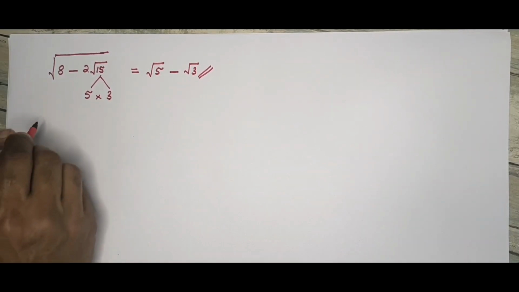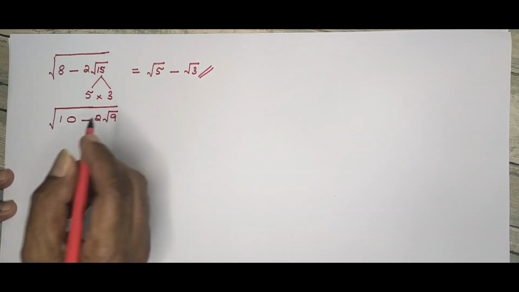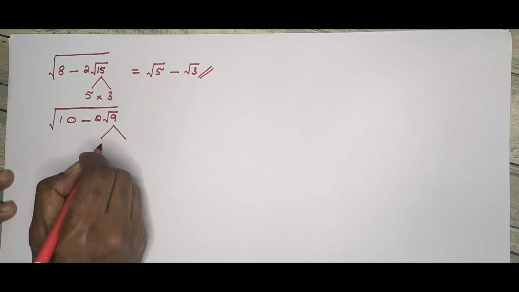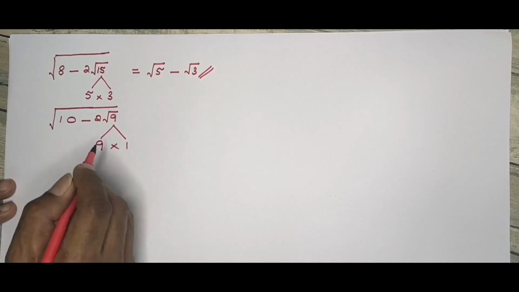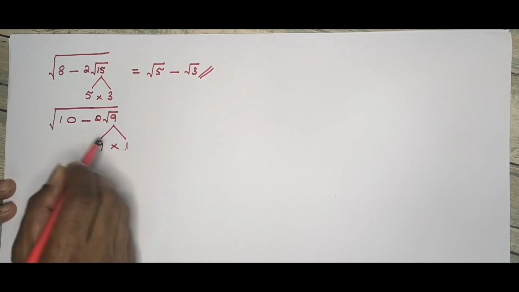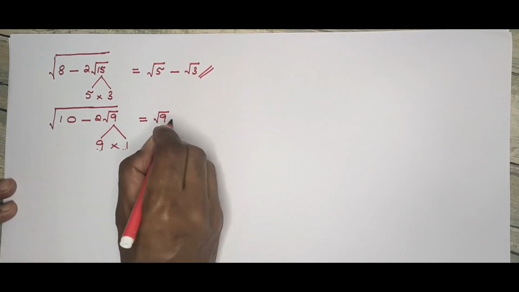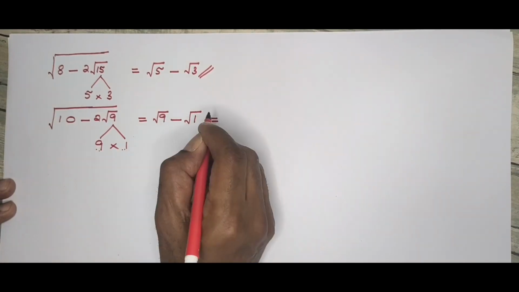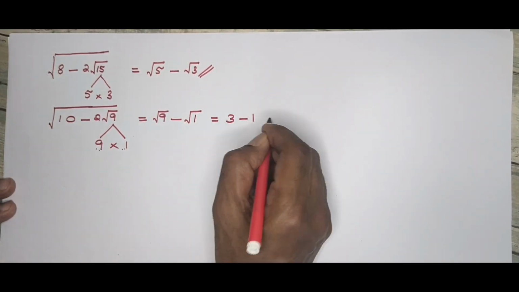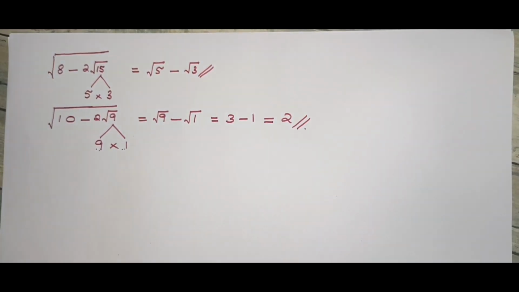I'll do one more example. Square root of 10 minus 2 root 9. What is the first step? Split 9 into two numbers. See, here you can do only one kind of splitting, and that's 9 multiplied by 1. And when you look at the sum of these two numbers, that turns out to be 10. So the final answer is square root of 9 minus square root of 1. Square root of 9 is 3. Square root of 1 is 1. So you get 3 minus 1, which is 2. That is the final answer. I hope you will be able to handle problems of this kind in just a few seconds.